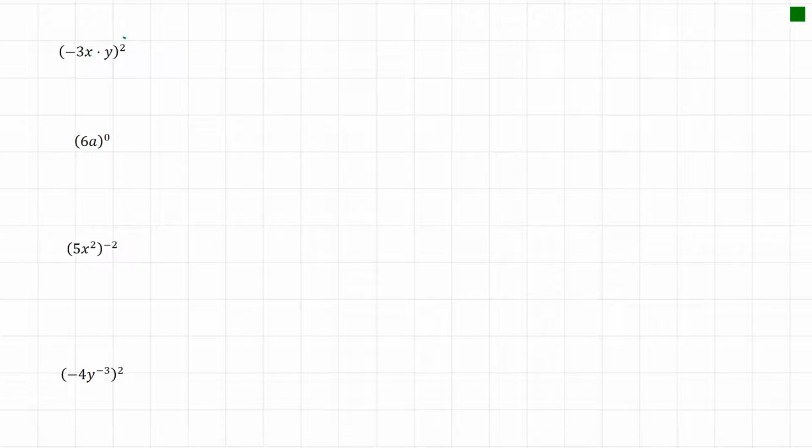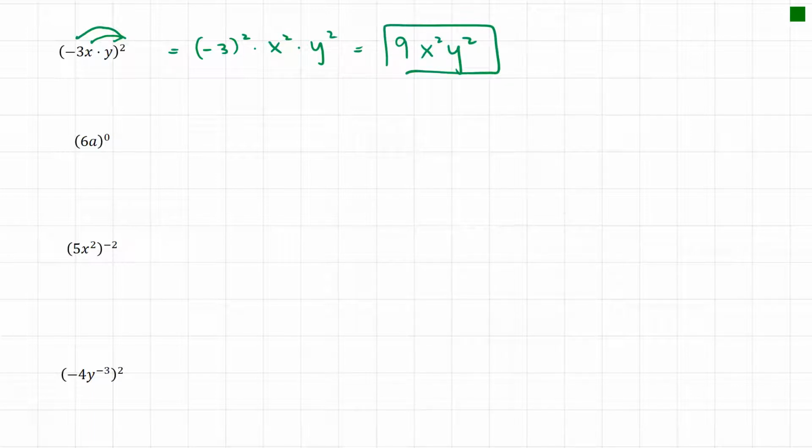So this 2 belongs to everything inside the bracket, which means it's -3 squared, and then x squared, and then y squared. So -3 squared is 9 times x squared times y squared is your final answer. Now anything to the power of 0 is equal to 1, so that's a simple answer.